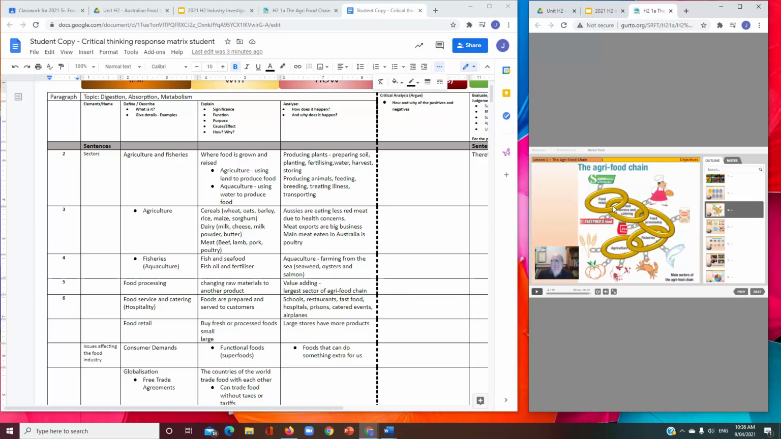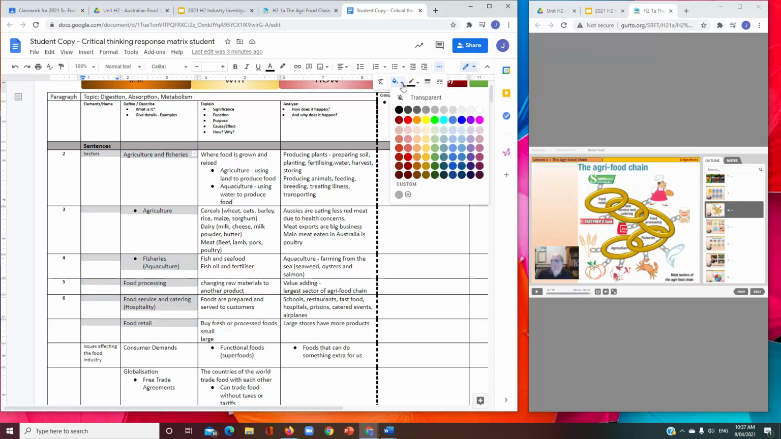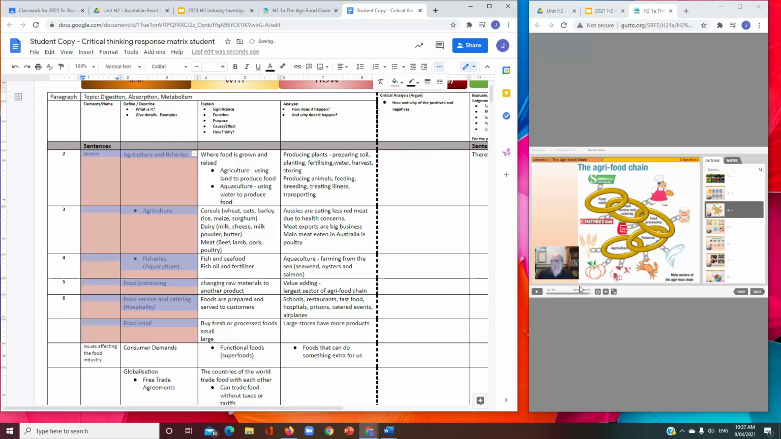So this slide here talks about the agri-food chain and the sectors in the industry. So we want to first of all write that down and highlight those things: agriculture, fisheries, and the four sectors there. So that's the information that we would write down from the first slide. We'll go to the next slide.